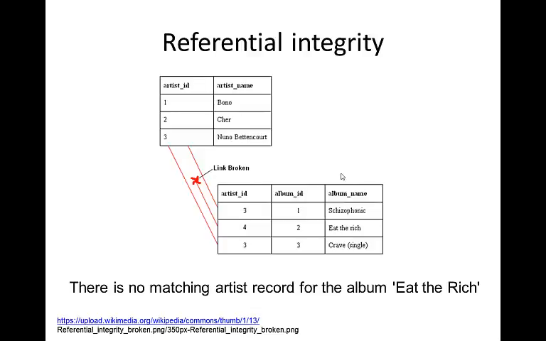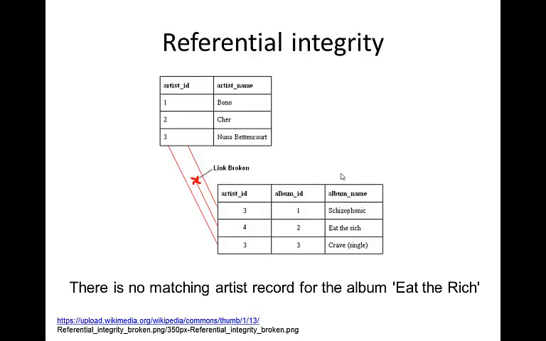1990s, right? Okay, so we have an artist table and we have an album table with the artist ID, the album ID, and the name of the artist. The primary key in the artist table is the artist ID. The primary key in the album table is the album ID.